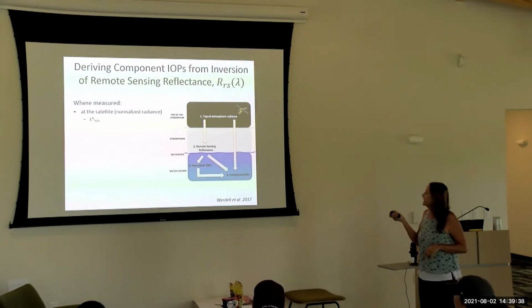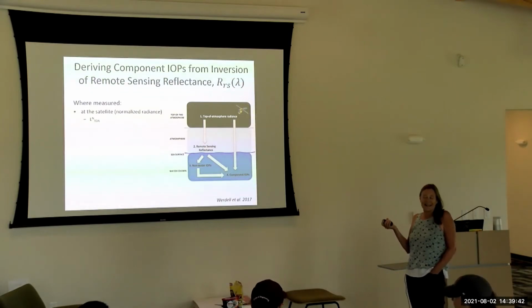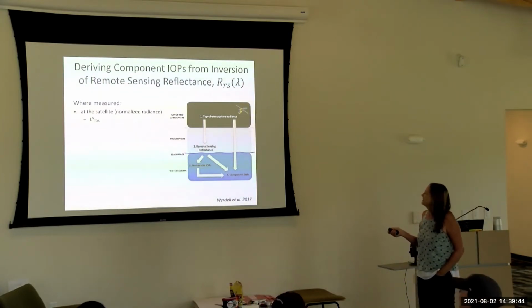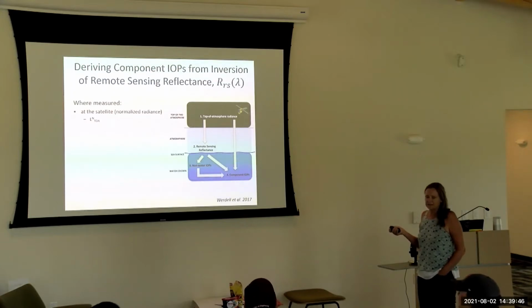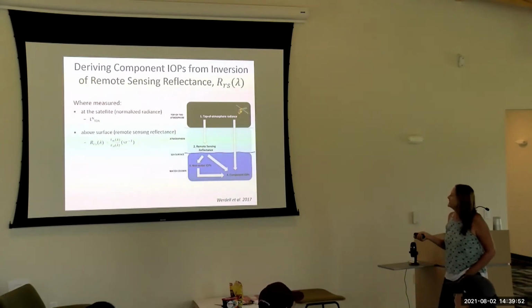You could be measuring it at the top of the atmosphere, out of the satellite. And so you'd be measuring the normalized water leaving radiance, right? Top of the atmosphere. And Kurt talked about that last week. You could be making your measurements above the surface. And so that's the remote sensing reflectance, which is the ratio of water leaving radiance to downward irradiance.